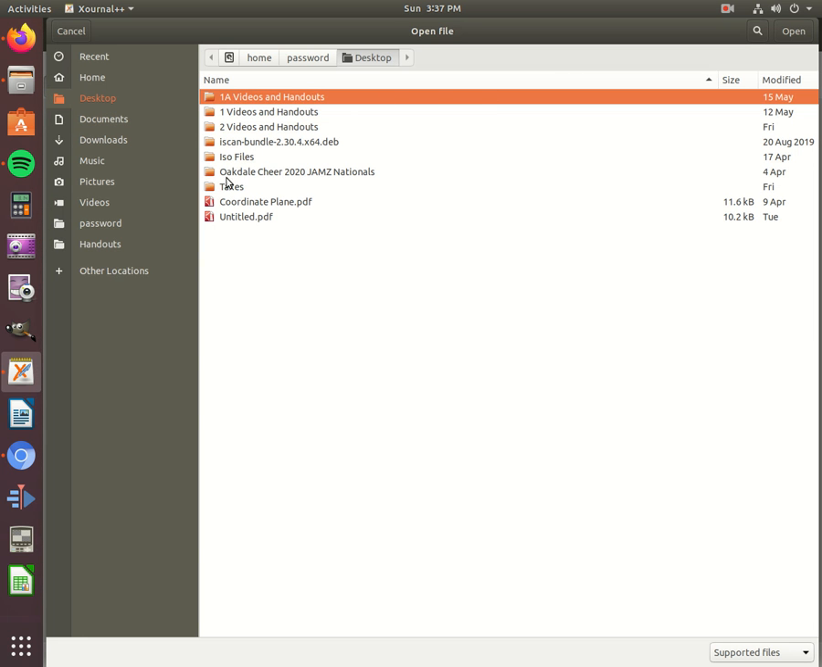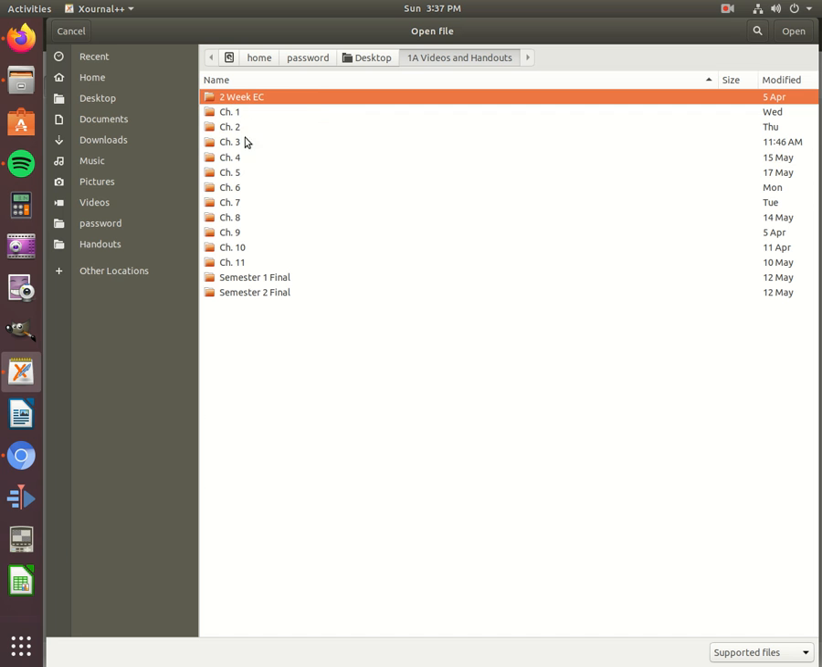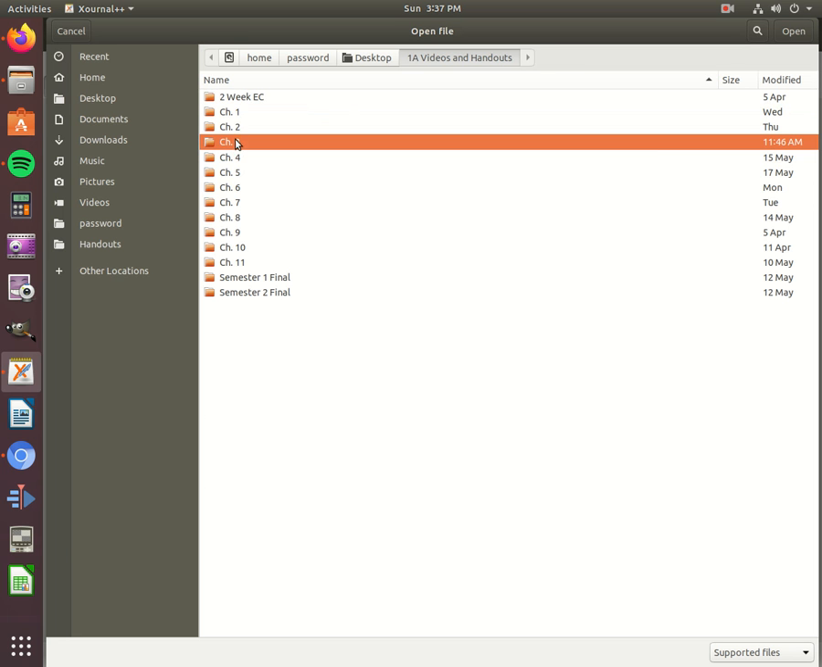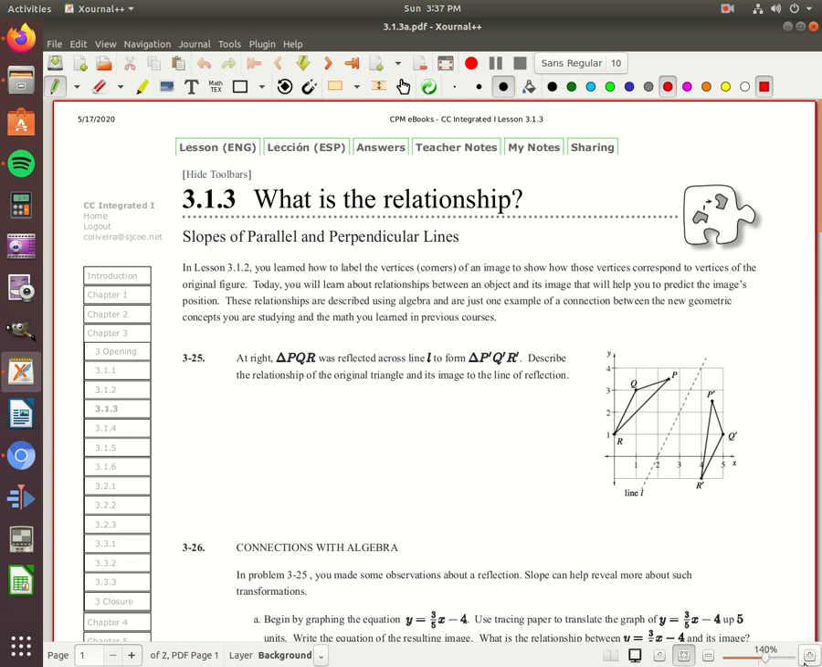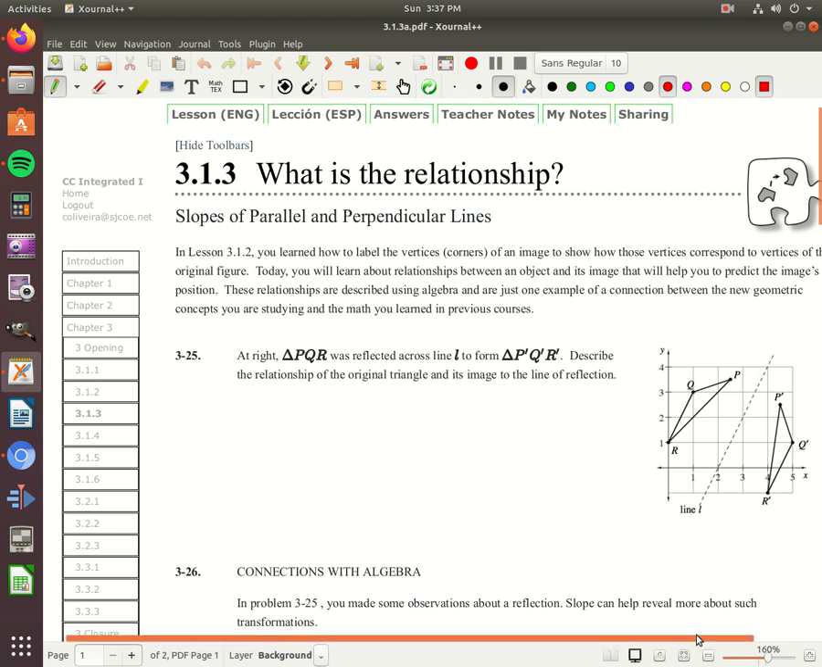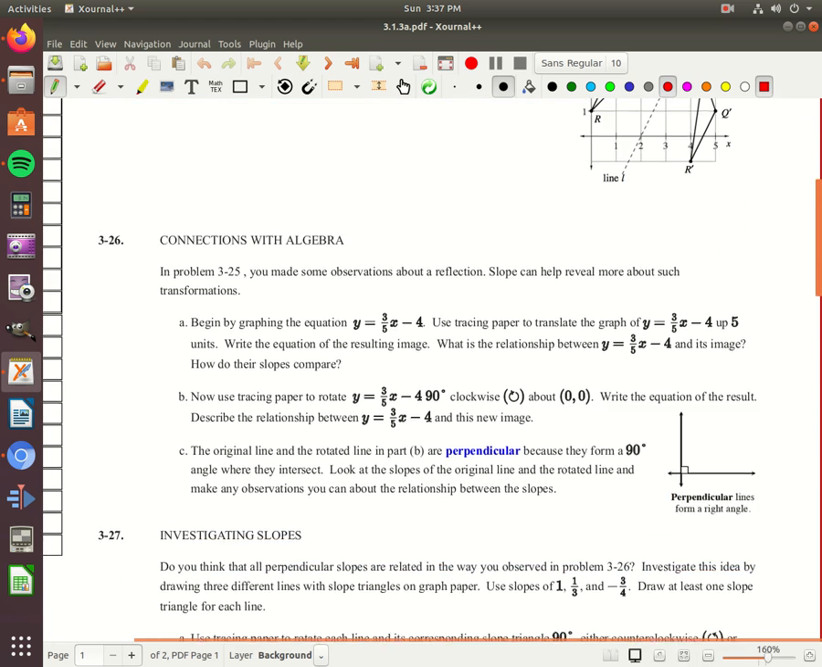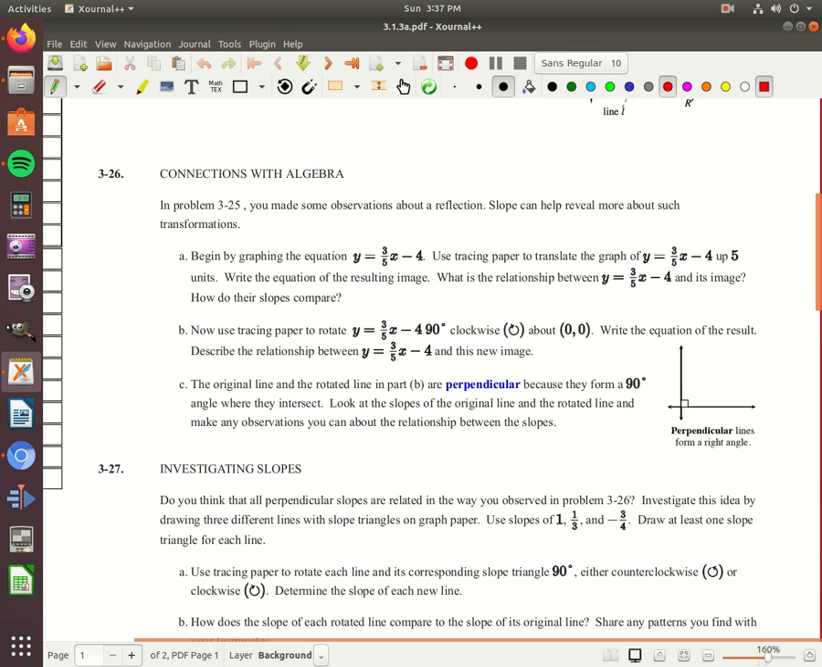Yeah, that would have made sense if I didn't do this, but I guess I'm in the process. Am I on 313, I think? Okay, so moving along. Connections with algebra. We did all that, and we made those connections.